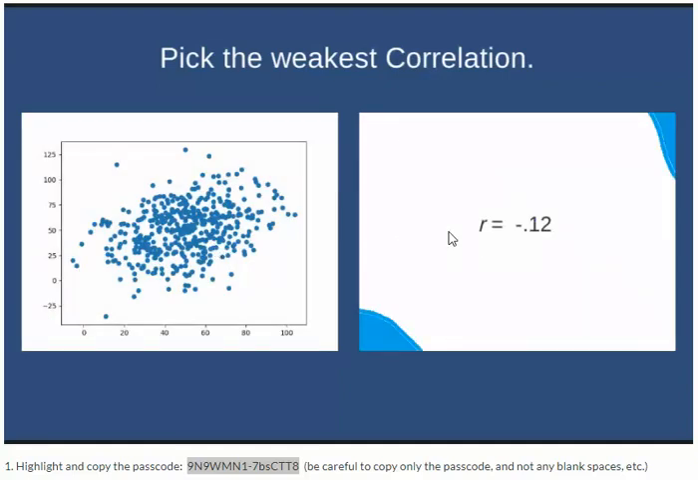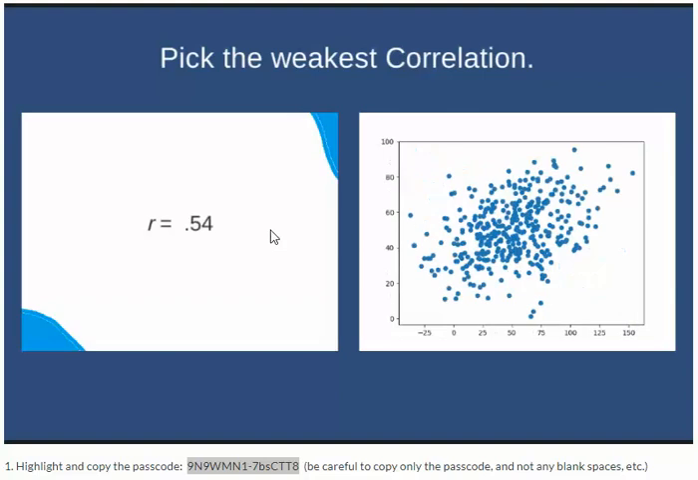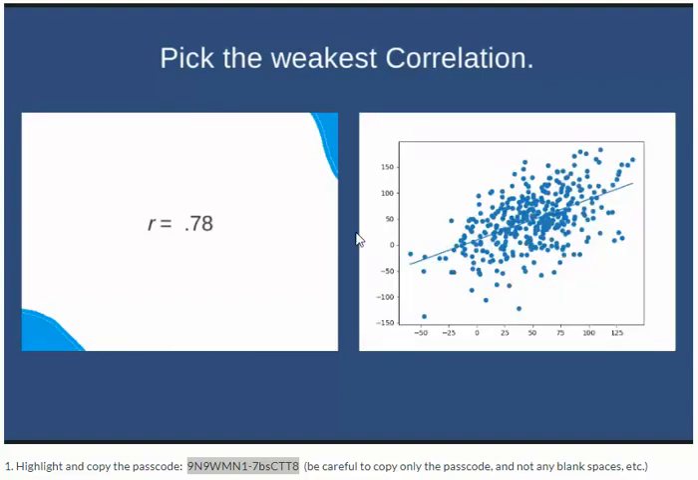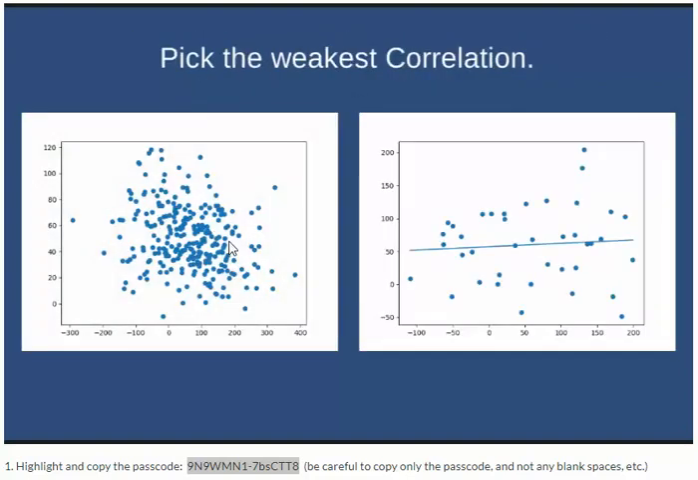And of course, 0 would be the weakest correlation possible. Stronger correlations would be +1, that's as strong as you can get, or -1, that's also as strong as you can get. So the further you are from 0, the stronger the correlation. The closer you are to 0, the weaker, and that's the one that we want.